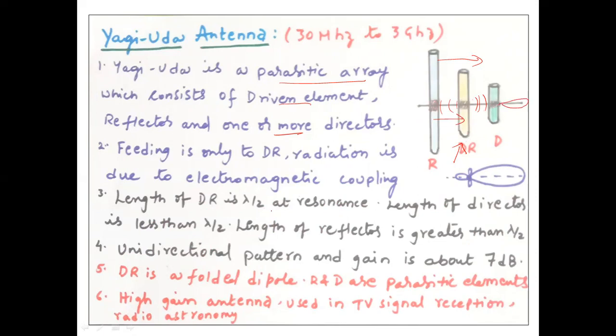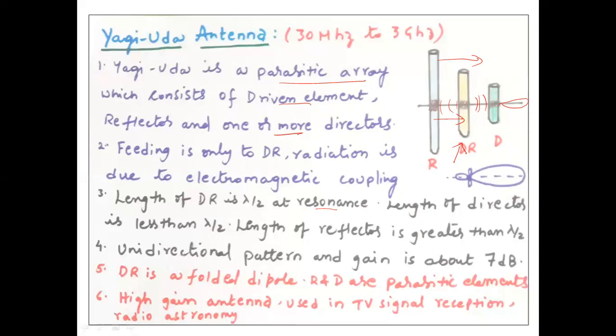And the length of the driven element is operated in resonance condition. Always the length of the director is less than lambda by 2. That means, see, simple point. This is like a reference length. Always the reflector should be 5% greater. The director should be 5% smaller. Okay, these things we have to keep in mind.